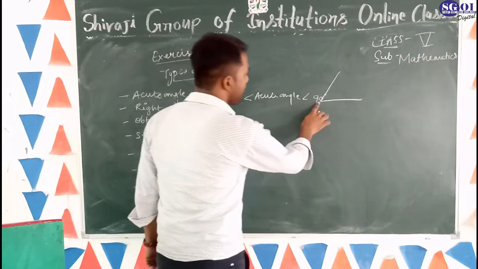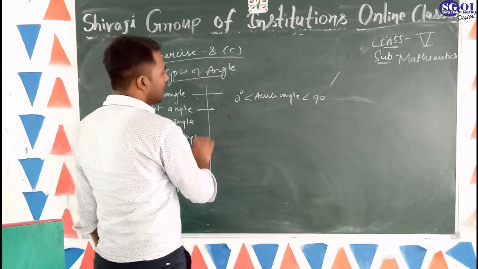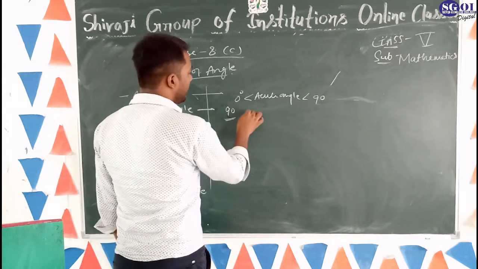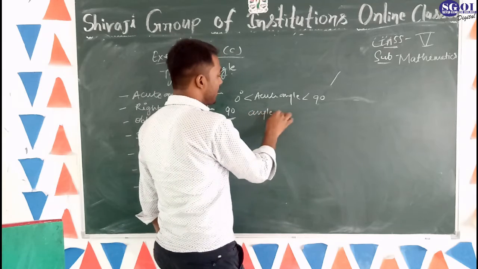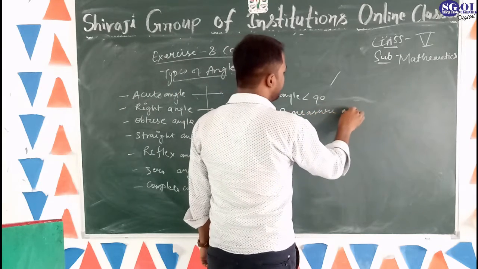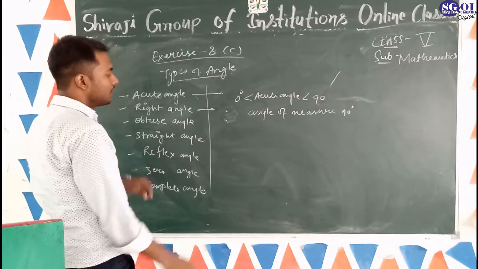What is a right angle? An angle which has a measure of 90 degrees. An angle of measure 90 degrees is called a right angle. What is an obtuse angle?